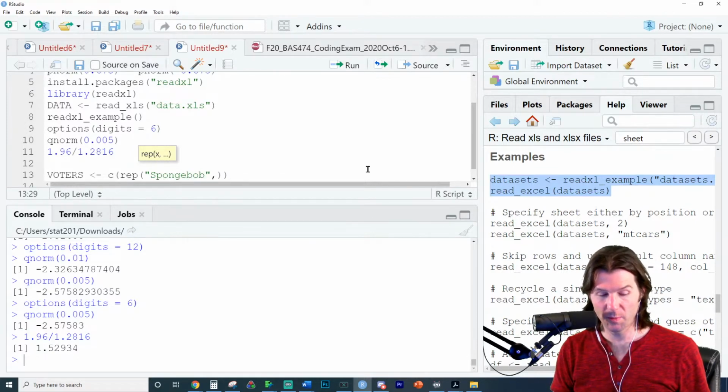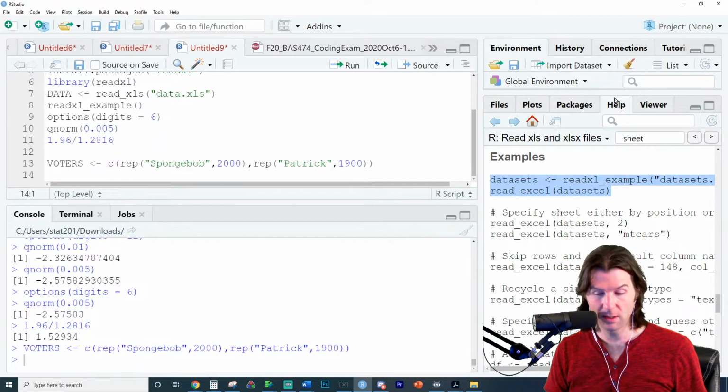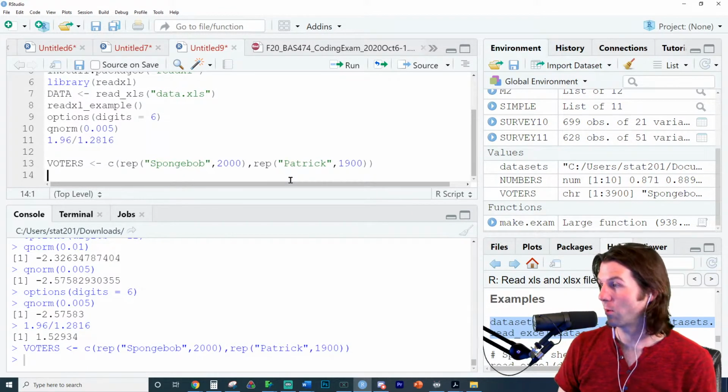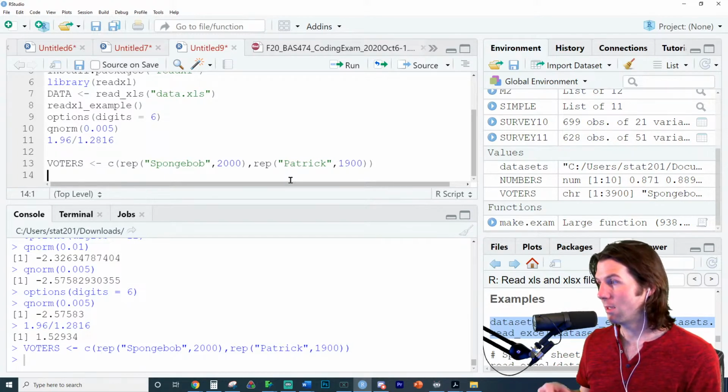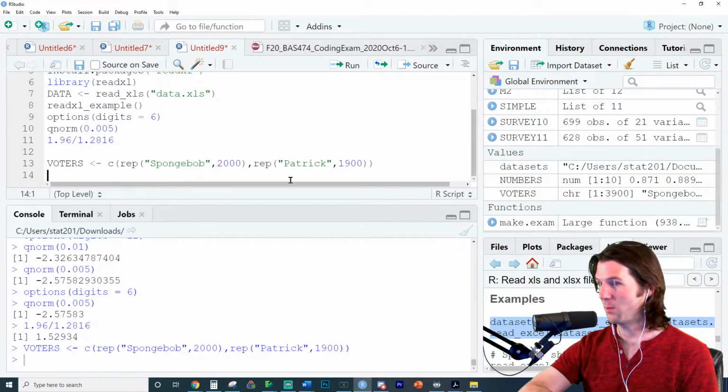And they're going to vote for SpongeBob. There's 2,000 people who are going to vote for SpongeBob. And then also this is the truth. Patrick. Okay. So in this state, there's 2,000 people who vote for SpongeBob, and there's 1,900 people who vote for Patrick. Does this make sense what I've constructed right here? There's 3,900 people in the state, and the truth is that 2,000 of them will vote for SpongeBob, and 1,900 of them will vote for Patrick. Does that make perfect sense right here?